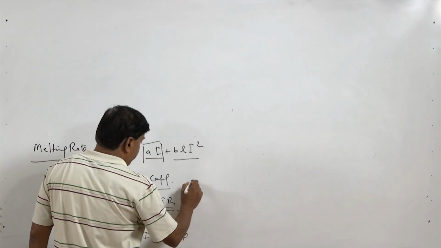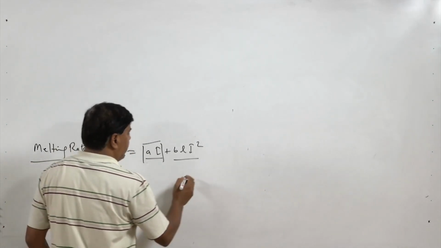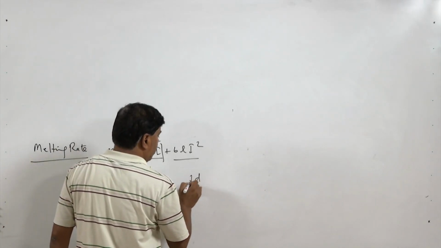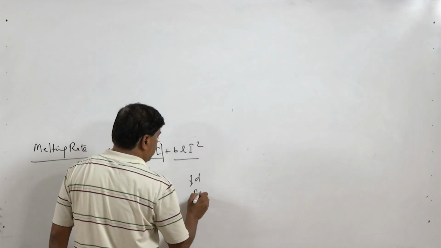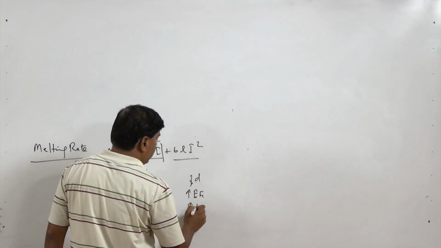So, if we see this equation, for a small diameter electrode, large electrode extension and for high current values.